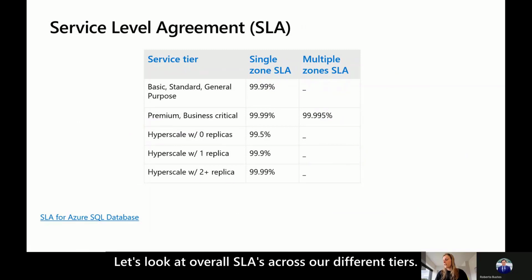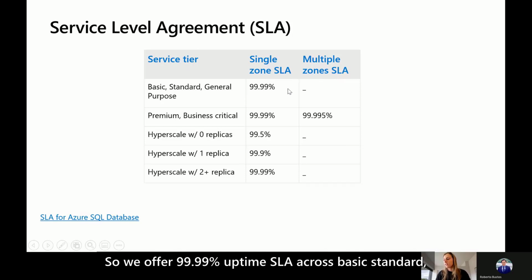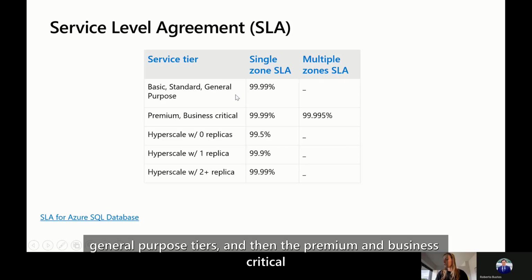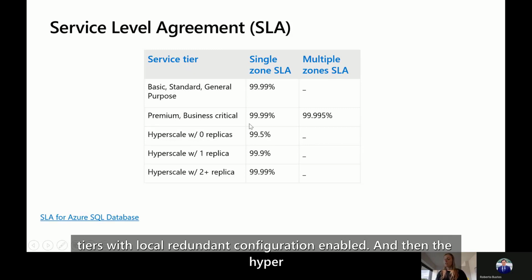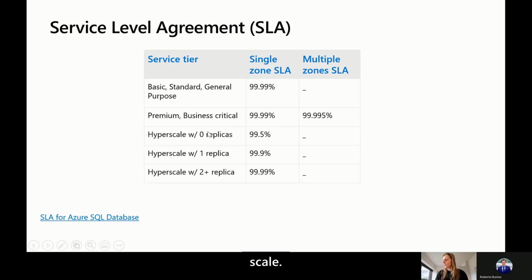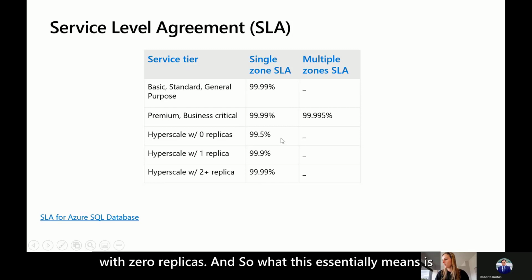Let's look at our overall SLAs across our different tiers. So we offer 99.99% uptime SLA across basic, standard, general purpose tiers, and then the premium and business critical tiers with local redundant configuration enabled. And then for hyperscale with 2 replicas, we also offer 99.99%, which is 4 nines of uptime, 3 nines with 1 replica and 99.5% with 0 replicas.